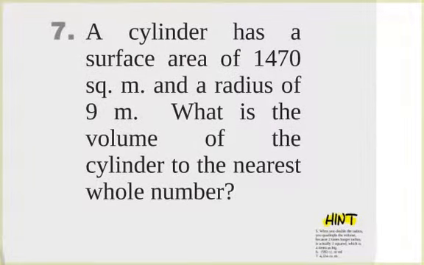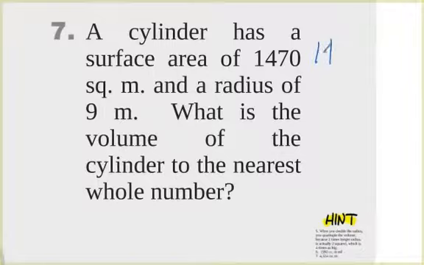Alright, so a cylinder has a surface area of 1470 square meters and a radius of 9 meters. What is the volume of the cylinder, to the nearest whole number? Now you got to work backwards. You're starting with the surface area, so you got to work backwards to find the height of the object. If you remember from one of the other lessons we've looked at with surface area of cylinders, you're going to take surface area. You've got 2 bases. You multiply it by the circumference. I'll give you a hint here.